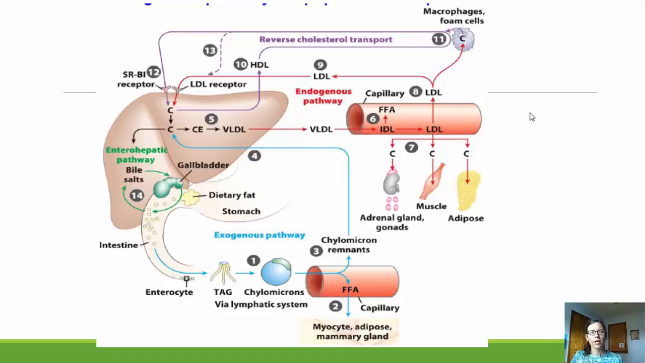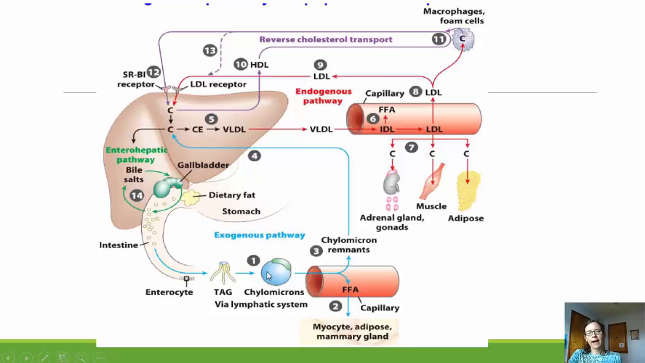Okay, so here is a big overview of our exogenous and endogenous lipid transport systems, including cholesterol. And again, we'll do more detail on this when we talk about metabolism, but let's just break down this figure. So first we have fat from our diet, right? It goes into our stomach, goes through our intestines, into our enterocyte, into chylomicrons, and then these into our capillaries.